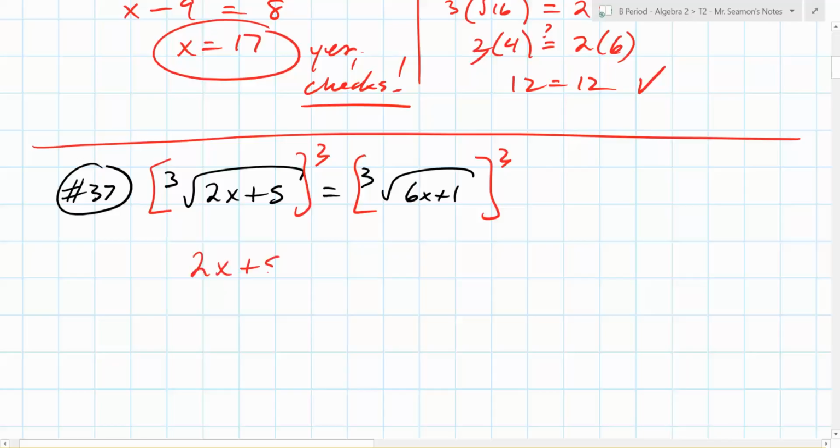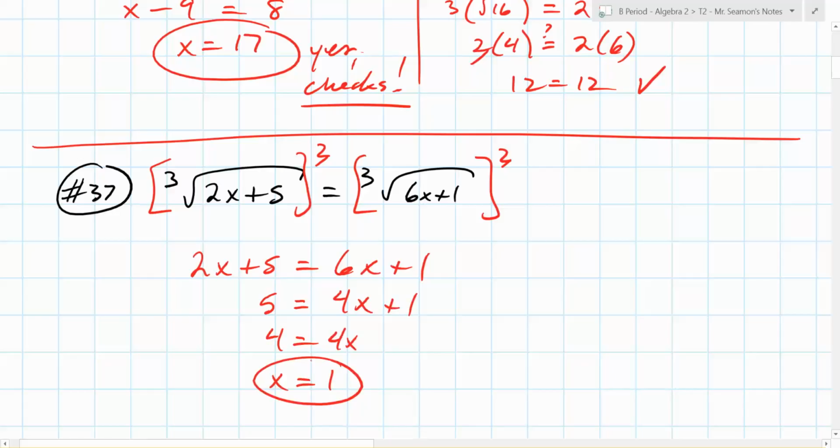So what are you left with now on the left? Plus 5 is equal to? Subtract 2x, you get 5 is equal to 4x plus 1. So 4 is equal to 4x, so x is equal to 1. Yeah, I was looking at a different problem. Please don't cube things unless you have to. It's kind of like don't create fractions if you don't have to. Don't multiply out horrible things unless you absolutely have to.